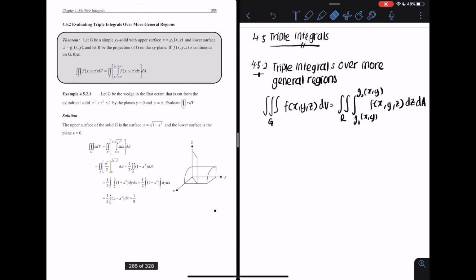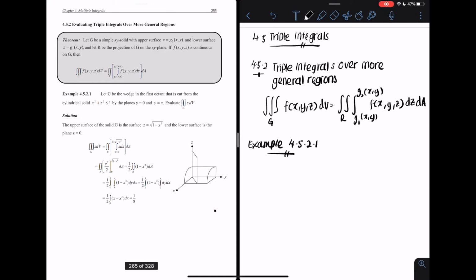So let's take a look at this example 4.5.2.1. The question asks you to evaluate the triple integral of the function z with respect to v. Let G be the wedge in the first octant that is cut from the cylindrical solid x squared plus z squared less than or equal to 1 by the planes y equals 0 and y equals x. So you have to sketch all these surfaces in the same three-dimensional coordinate system.